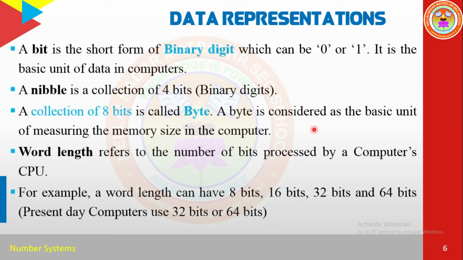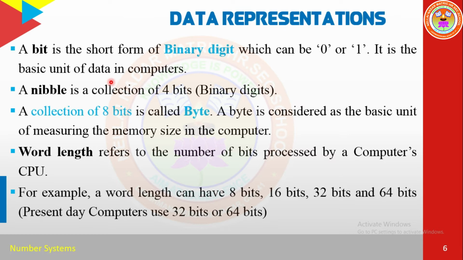So we just see some interesting information regarding binary digits. See one by one. The point number one, a bit is the short form of binary digit. This thing we already know well, which can be 0 or 1. Whether it is 0 or 1, these also we know well. It is the basic unit of data in computers. You just note down. It is the basic unit of data in computers.